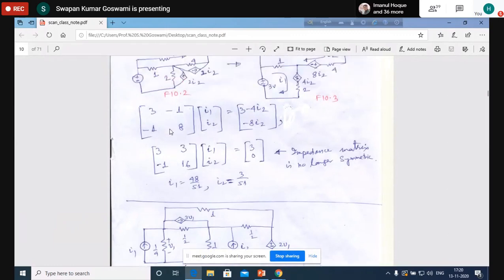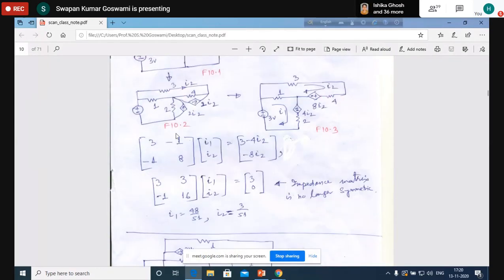But why has this change taken place? It has taken place because we have changed an independent source to a dependent source. That means we can say that the presence of a dependent source makes the network matrix asymmetric. Can I say this? Is it clear?